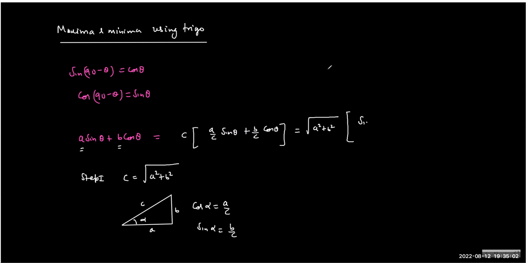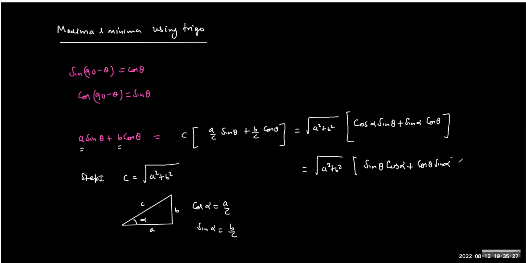So can we write this, A by C was cos alpha, as cos alpha sin theta plus sin alpha cos theta? To make it better in terms of looking, sin theta cos alpha plus cos theta sin alpha. And do you guys remember what this is? Sin(A plus B). Very good.